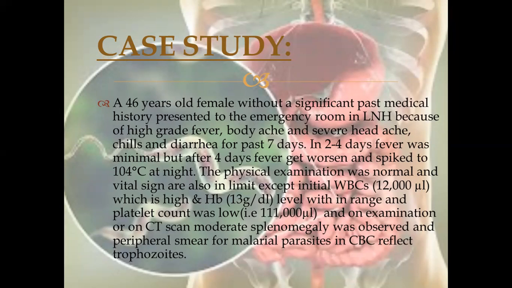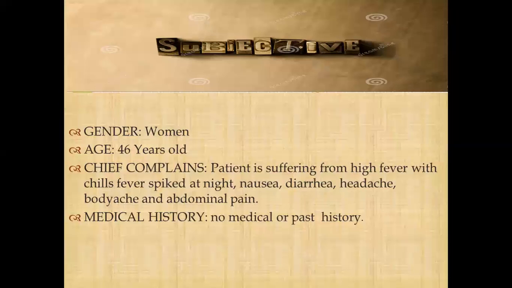Physical examination was normal and vital signs were also within limits, except initial WBCs, which were 12,000, which is high, and hemoglobin 13, which is in range. Platelet count was low. On CT scan, moderate splenomegaly was observed, and the peripheral smear for malaria parasite in CBC reflected trophozoites.